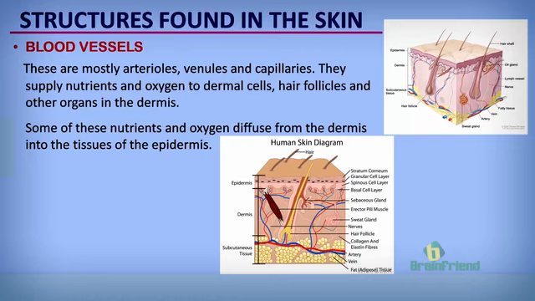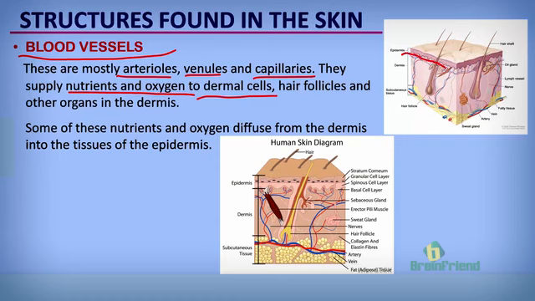At this point, let us look at the blood vessels as structures that are present in the skin. The blood vessels are mostly arterioles, venules, and capillaries. Remember, these are smaller blood vessels. Some transport oxygenated blood to the skin, while some help to transport deoxygenated blood away from the skin. So they supply nutrients and oxygen to the dermal cells, to the cells of the dermis.